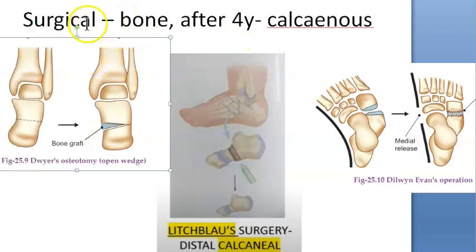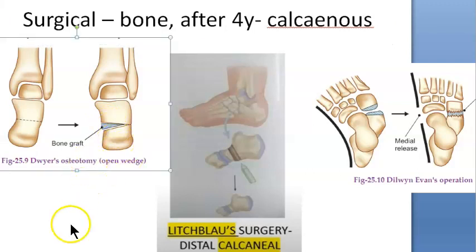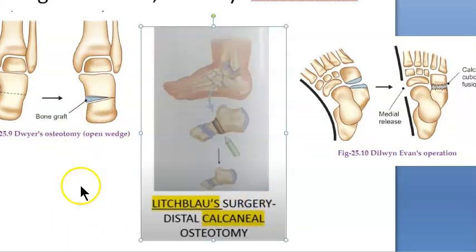Then they're talking about the surgical bone procedures. After 4 years, the calcaneus has to be fixed because what is wrong with the calcaneus? They are removing some part of it. Open wedge, Dwyer's osteotomy. One more surgery to the calcaneus, distal calcaneal osteotomy. This is called Lichtblau surgery.